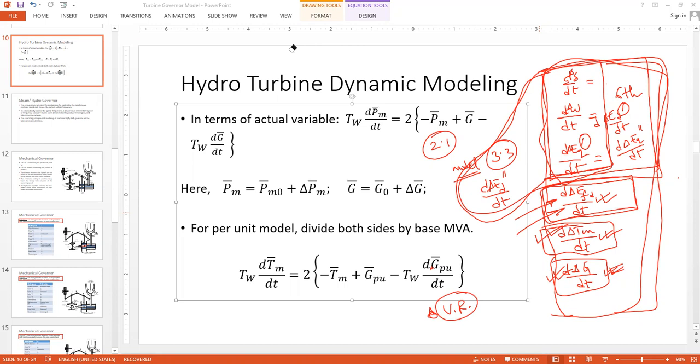So that's it for the time being for the machine model and the governor model and the turbine model and the exciter model. Next, in the next class, inshallah, we will start with the load model, okay? So the next class, we will go to the load model. So see you then, inshallah.